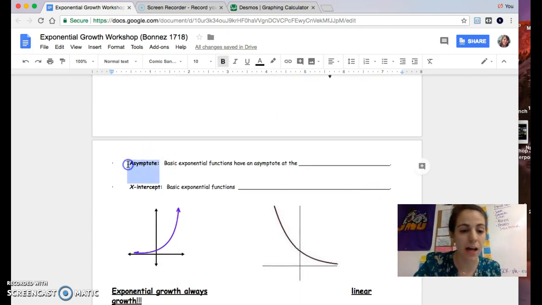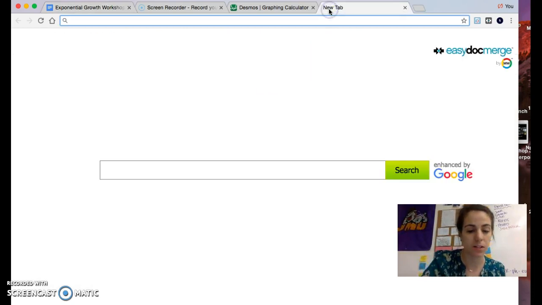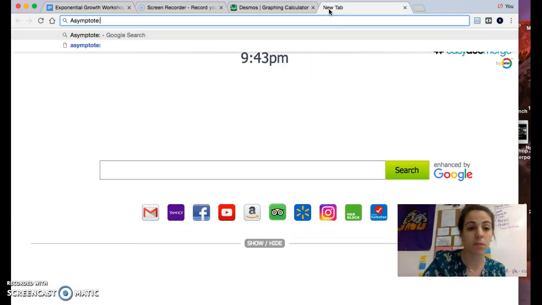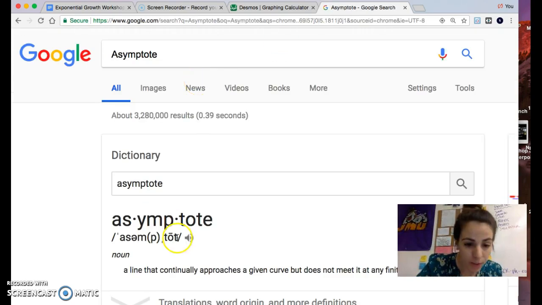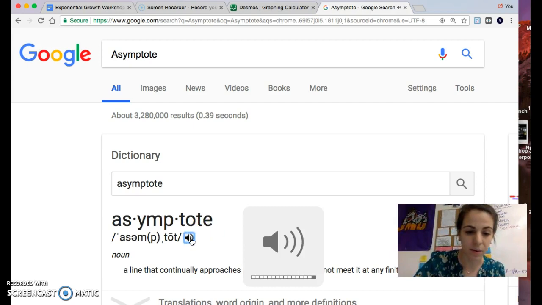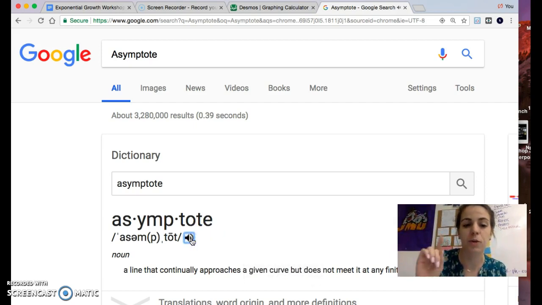This word right here, asymptote. Ooh, what a hard word. It is a hard word to say. I want you to see what comes up in Google Image when you Google that word. An asymptote. Oh wait, you can't hear that. Here we go. Asymptote. What a weird word. Asymptote.